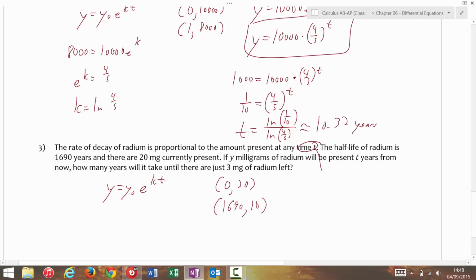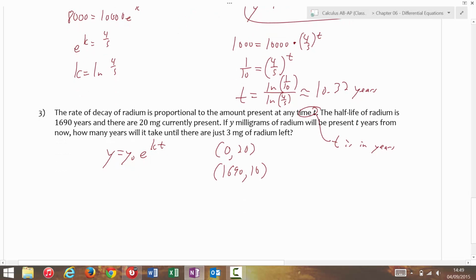It's also worth noting that time t, we're going to want to define t is in years. In a good problem that's stated, yeah, it's stated right here. t should be defined in the problem as being in years. So let's use this information.